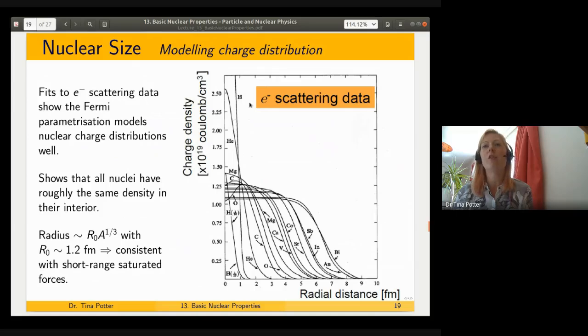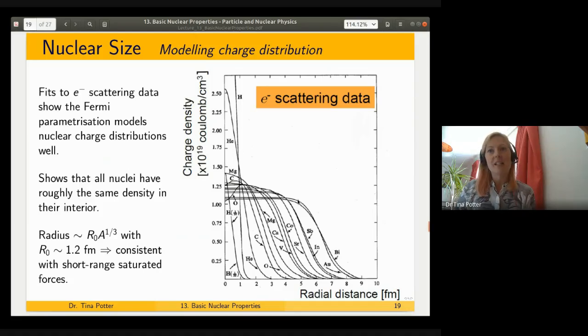So we've plotted this here for lots and lots of different nuclei. There are some outliers here like hydrogen and helium, those very light nuclei. They're not quite fitting this, so I won't discuss that. But you can see that actually the charge distribution is roughly the same for all nuclei. It's hitting roughly about 1.2 times 10 to the 19 coulombs per centimeter cubed. They have roughly the same density of protons in all of these different nuclei that you can see here.